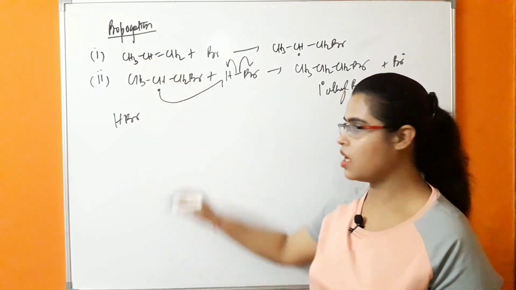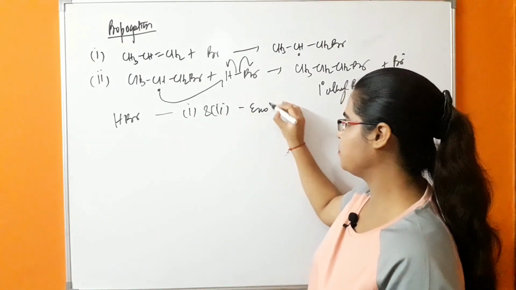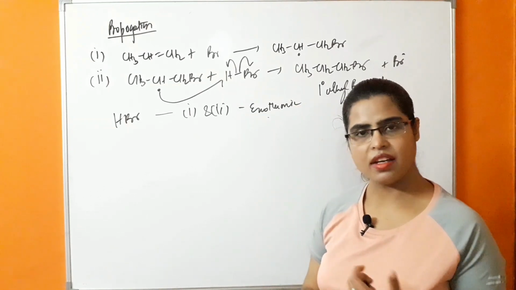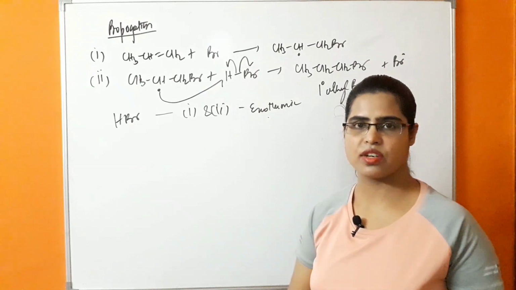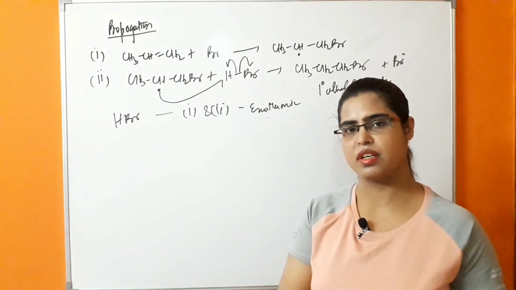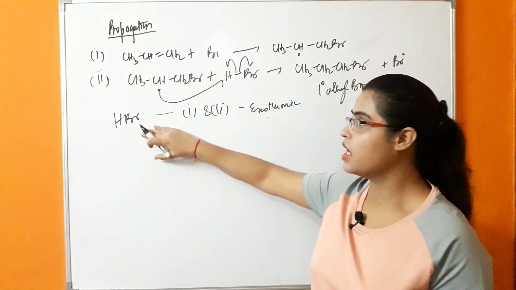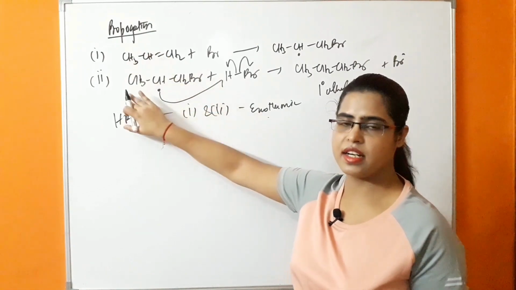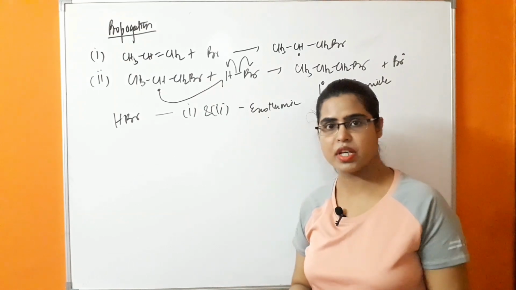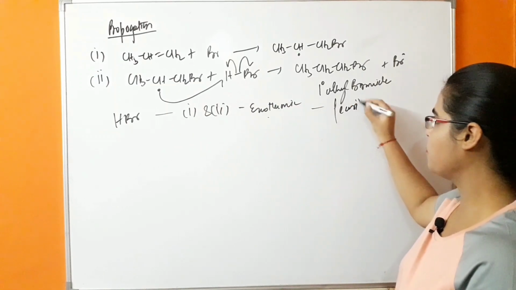In the case of HBr, both the first and second steps are exothermic, and you know that whenever a reaction takes place by the release of energy, it means the product is more stable in comparison to the reactant. So, in the case of HBr, in both the first and second steps, energy release is taking place. It means both the steps are exothermic, due to which in the presence of HBr, this reaction is feasible.